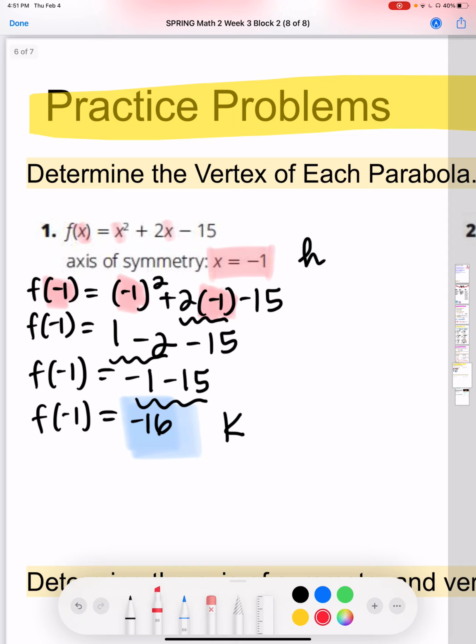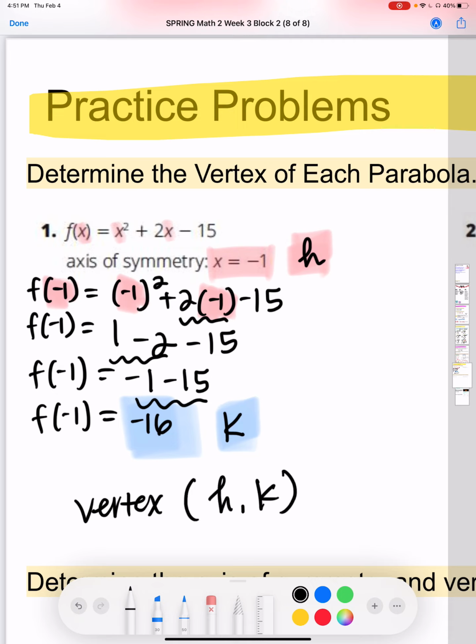Let me highlight those. That's my h. Here's my k. I can write my vertex. My vertex, remember, is in the form h comma k. So my vertex for this problem is negative 1 comma negative 16, and that is my answer. I'm going to highlight those so you can see where I'm getting this from.